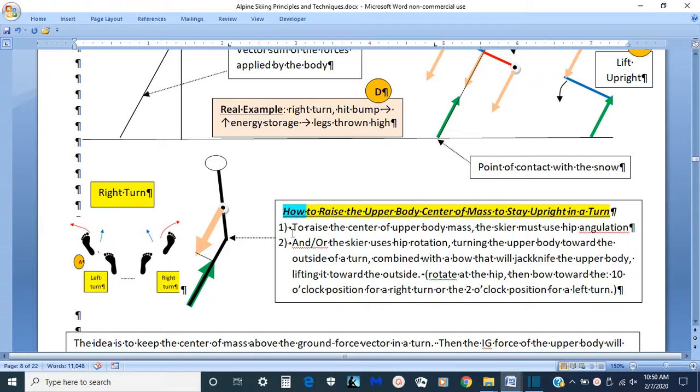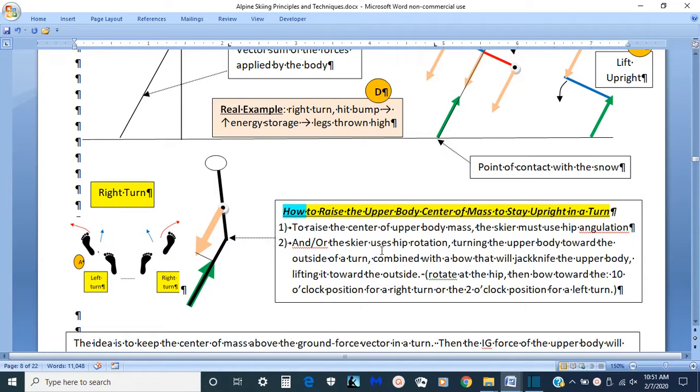All right, let's say you're making a right turn and you want to raise your center of mass. The ground force vector is here. You want to raise your center of mass from here up to here, right? Now, how do you do that? Well, there are two ways. One is what's called hip angulation. You keep your shoulders level with the horizon, and that puts angulation right down there. Boom, right there, that angle. So that angulation raises the center of mass up here, and now you have a lever arm that's going to want to keep you upright.